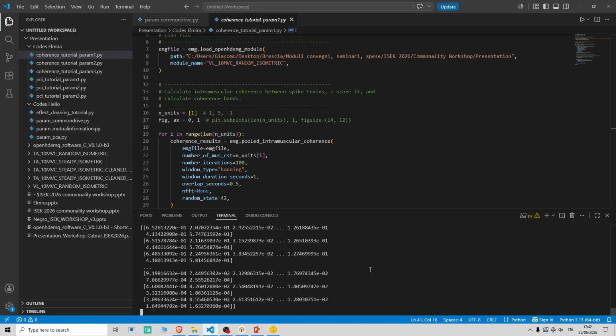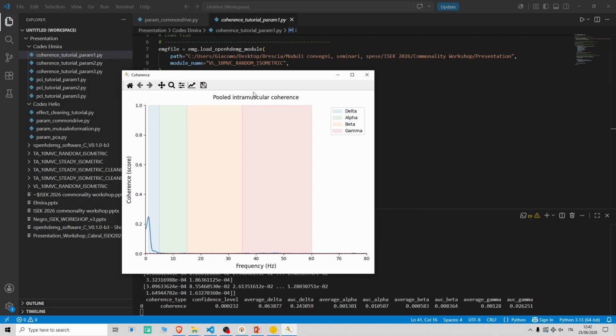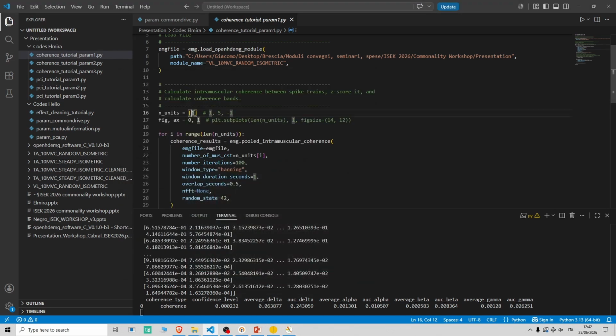As you can see, it's much faster than if you have already worked with MATLAB. Okay, this is the first result that we got when we just include 1 motor unit per each CST, which you can see there's almost nothing there. We barely can see anything in the other frequency bands except the delta band, and the coherence itself is very low. I'm going to add 5 motor units here and see how the results will change.